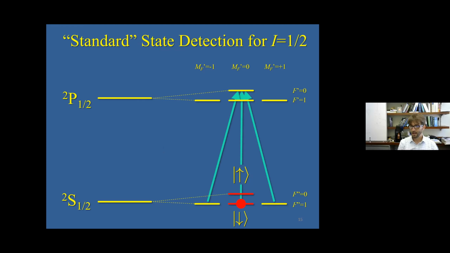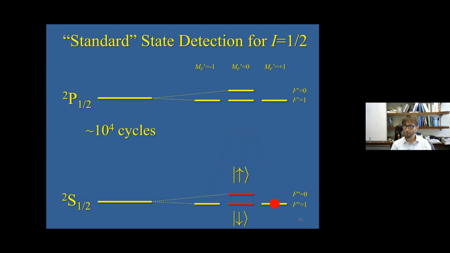And so this light can take population up to that P state only if the qubit is found in spin down. And it can spontaneously emit. It will have to go back to the F=1 state because of selection rules. And this is kind of rinse and repeat. You can keep doing this a few times. And by a few times, I mean about 10 to the 4.